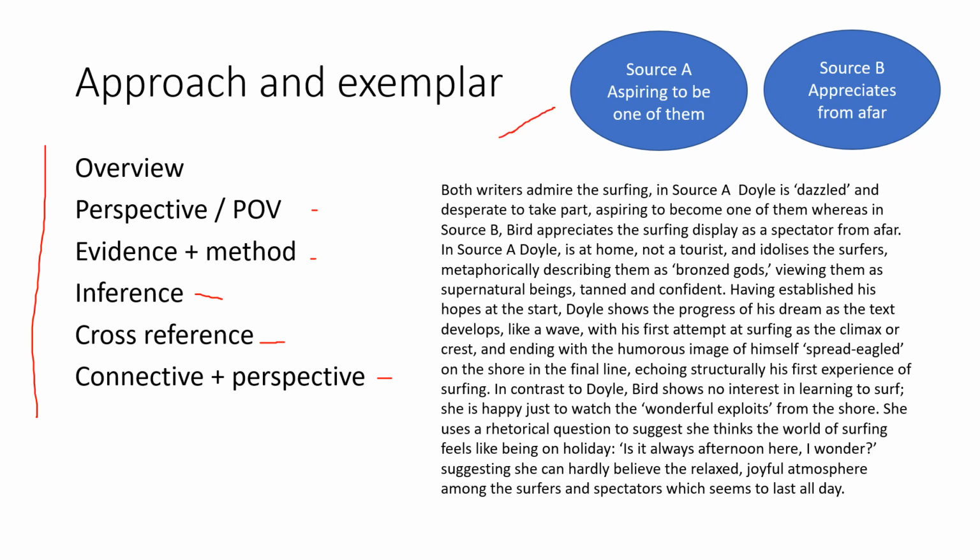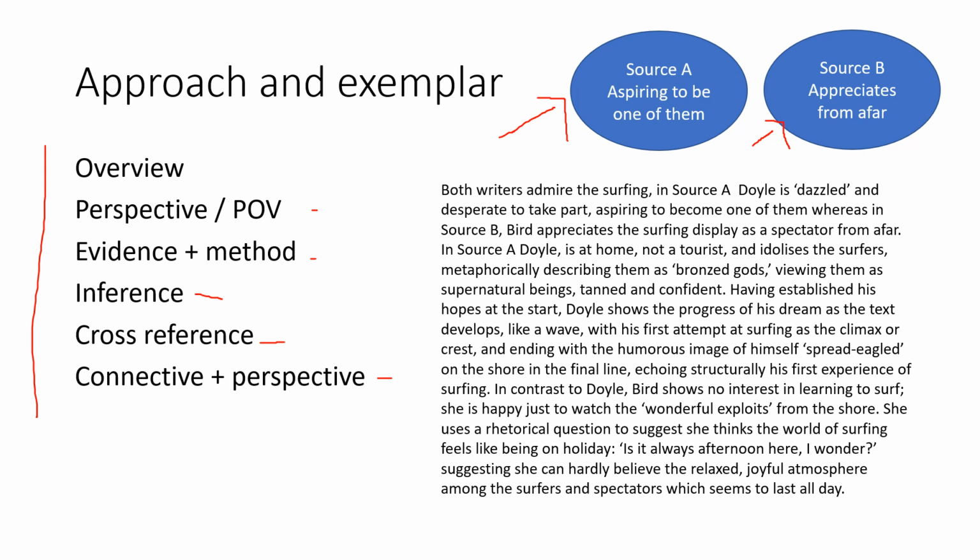Here, in the blue circles at the top, it reminds us of the perspective of each writer. In source A, the writer is aspiring to be one of them, being the surfers. In source B, the writer appreciates the surfers from afar. Let's now read the model response with reference to the approach.